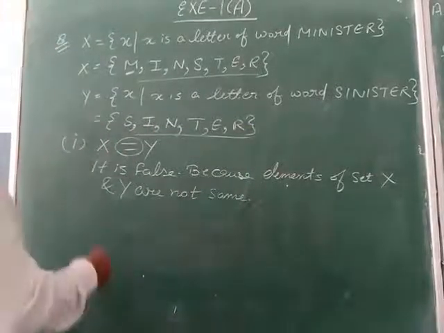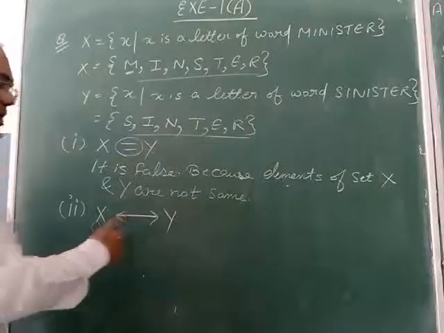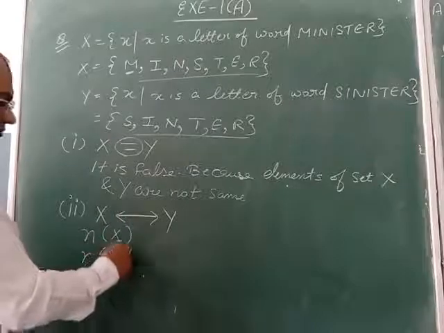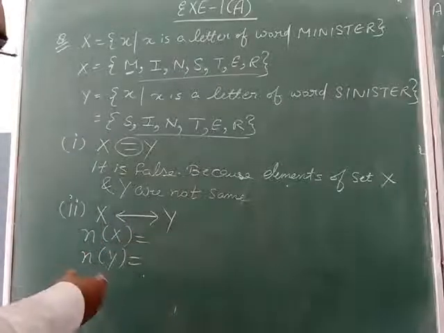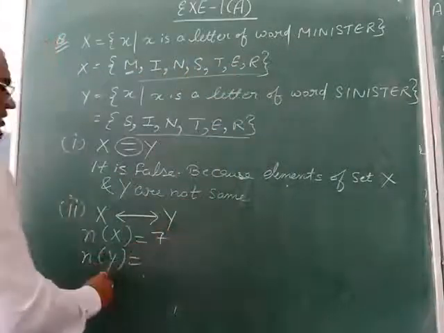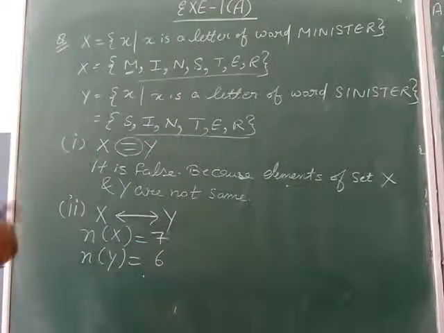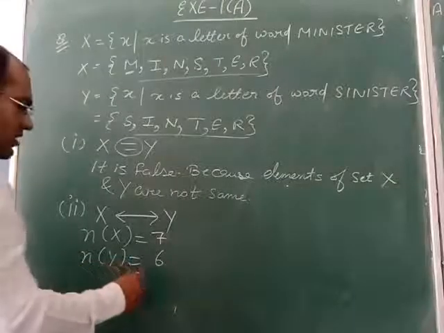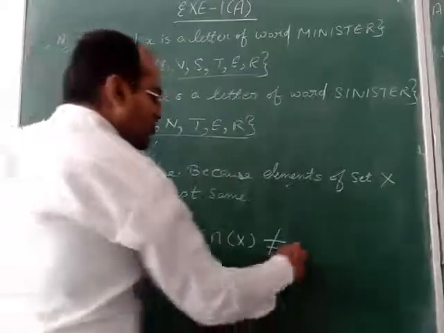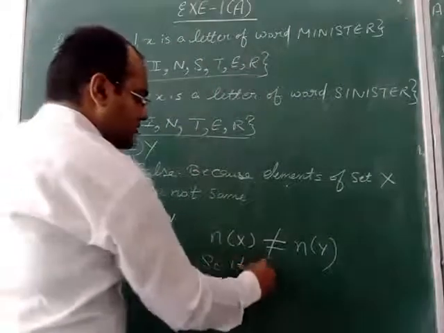Now the next statement is X equivalent Y. This symbol is known as equivalent. For this we will write the cardinal number of X and the cardinal number of Y. Cardinal number means we have to count the elements. In X: 1, 2, 3, 4, 5, 6, 7. In Y: 1, 2, 3, 4, 5, 6. Elements we have counted and written here as cardinal number, and what you are observing, the cardinal number of X is not equal to the cardinal number of Y, so it is false.